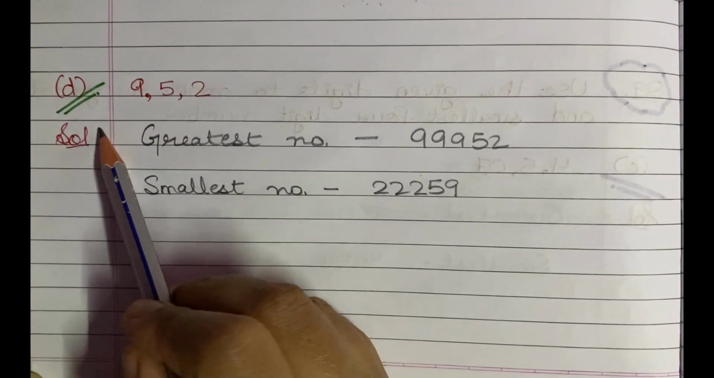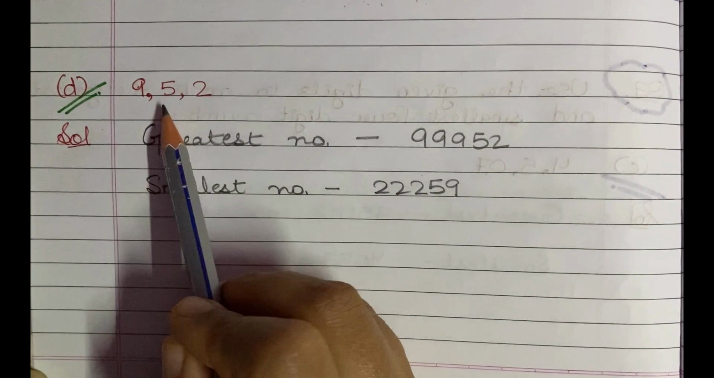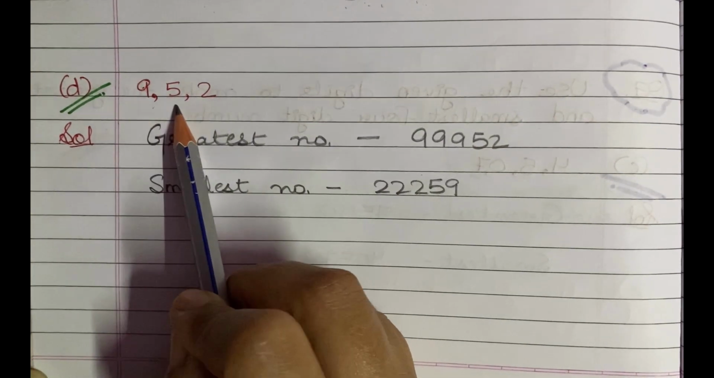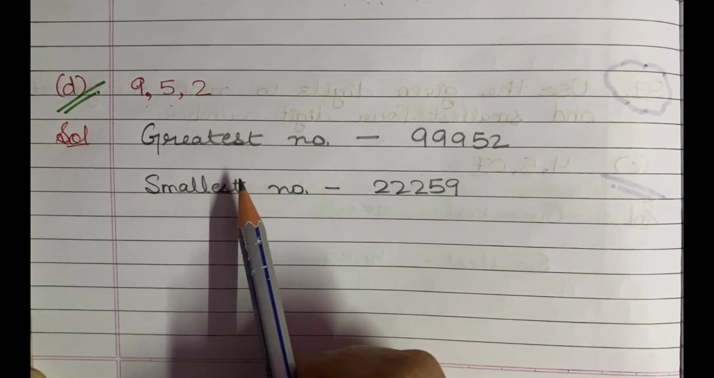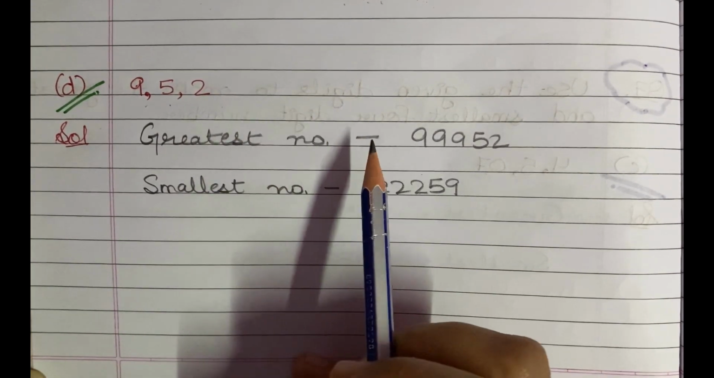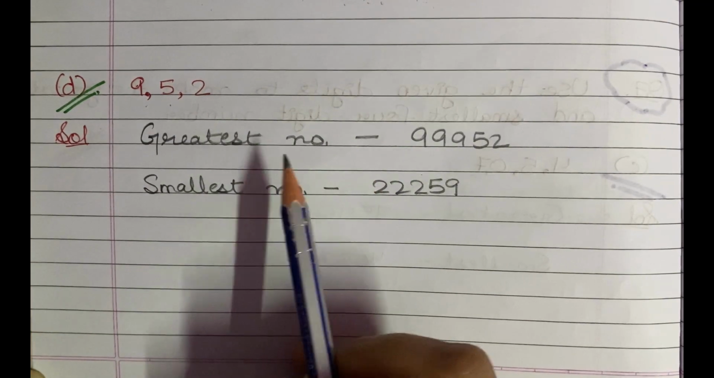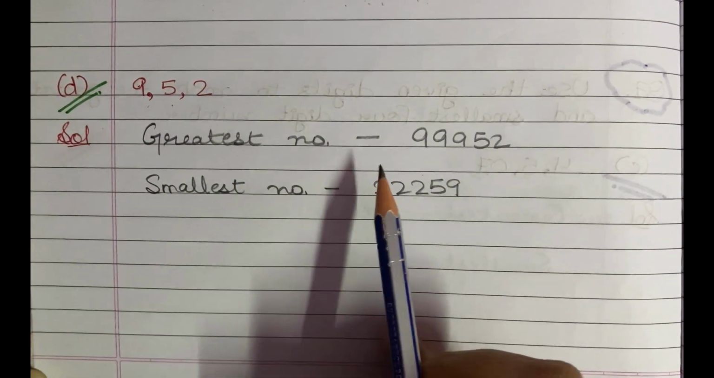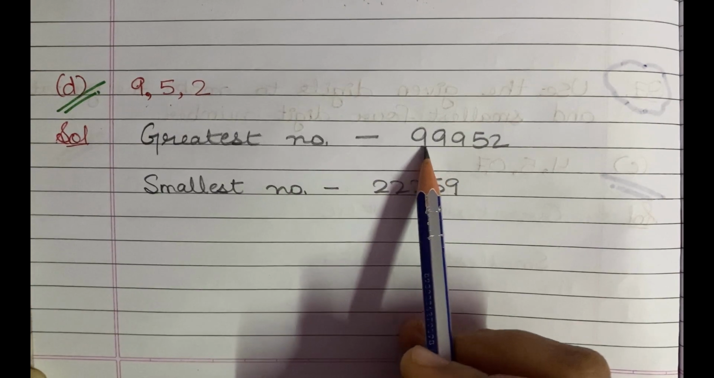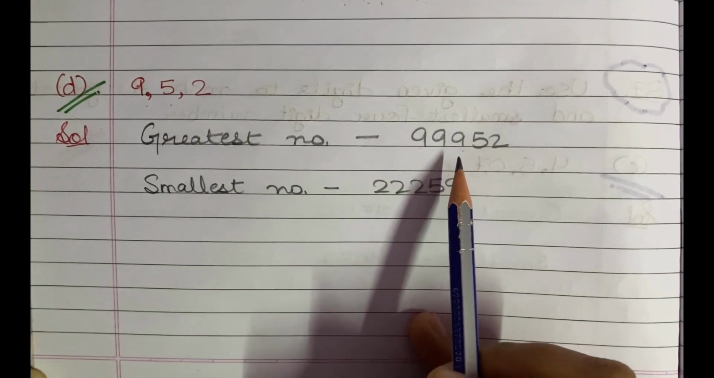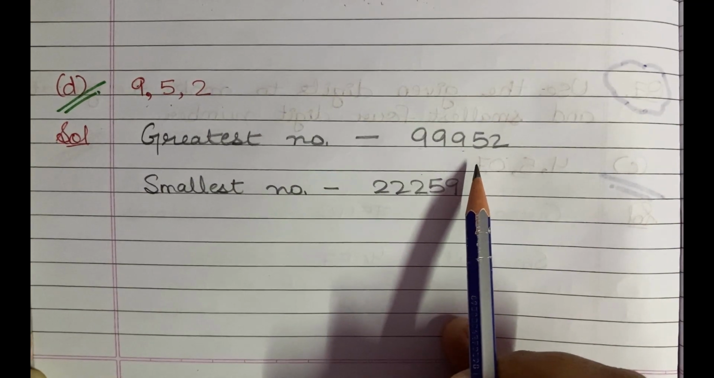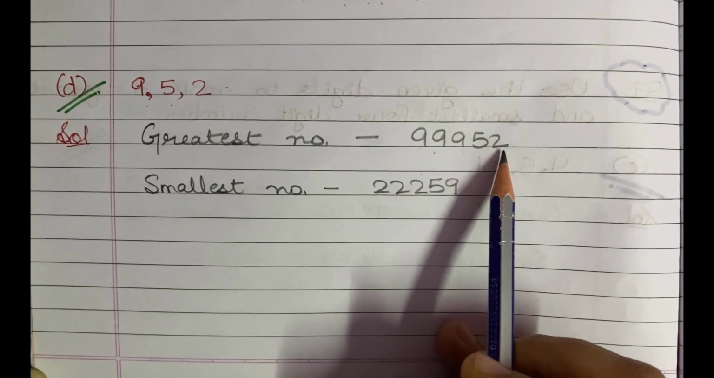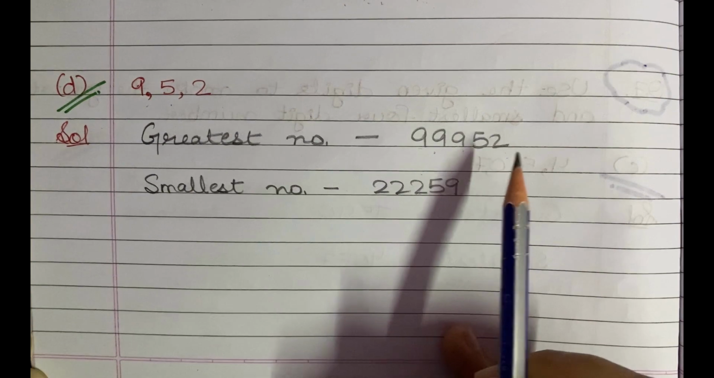Next is D part of the same question, and in this we are having the digits 9, 5, 2. Here we are having 3 digits with us, but we want to write down the greatest 5-digit number. So for writing the greatest 5-digit number, we will repeat the greatest digit 3 times, and then we will write the remaining digits in descending order, and on doing so we will get 99,952 as our greatest 5-digit number.